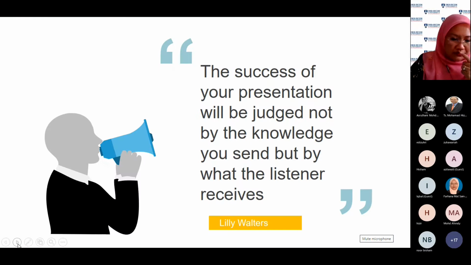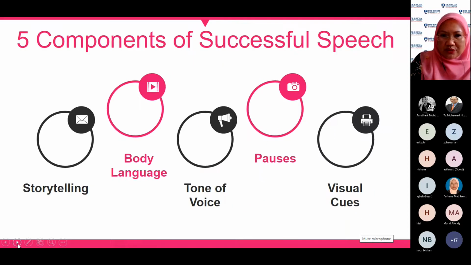Now let's look at the components of a successful speech. The success of your presentation will be judged not by the knowledge you send, but by what the listener receives. This is true. Although the content of your presentation is important, what is equally important is how you deliver it. The delivery part, what they listen to, what they get. This is very important as well.